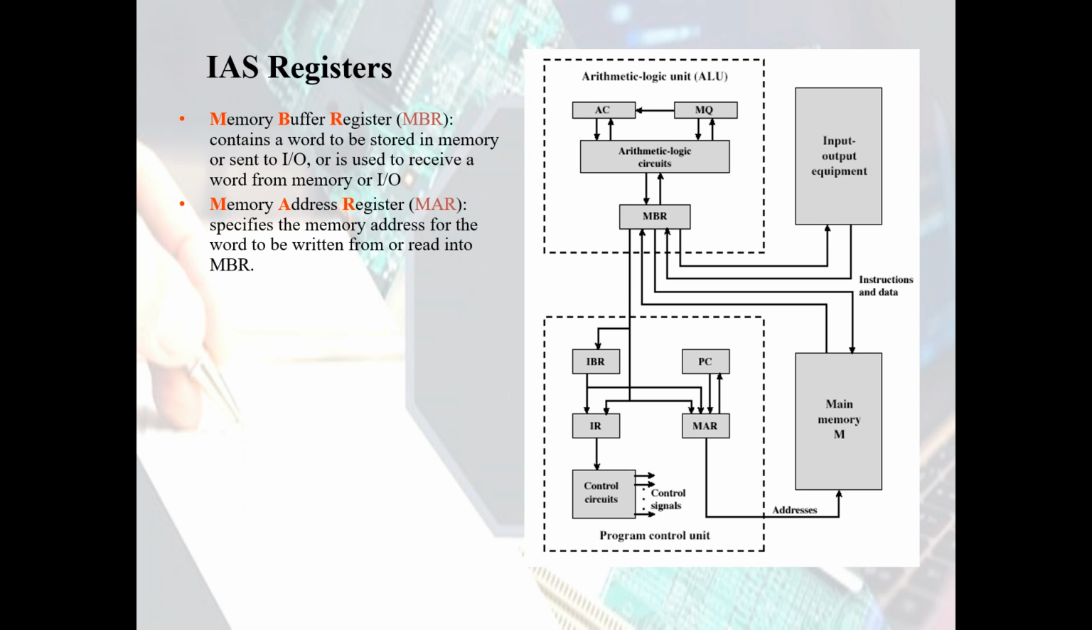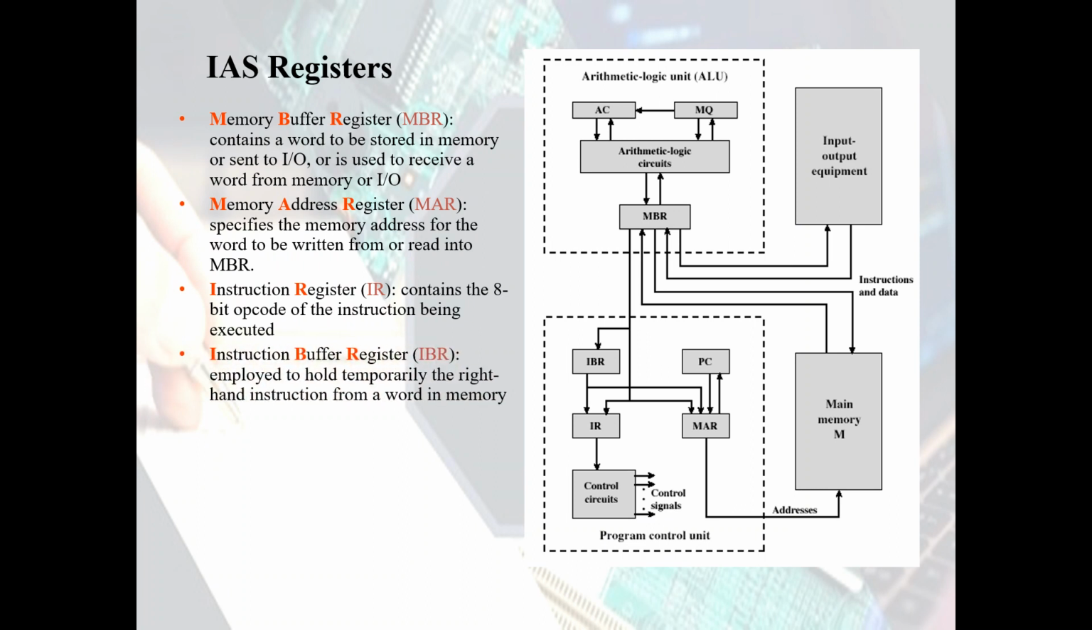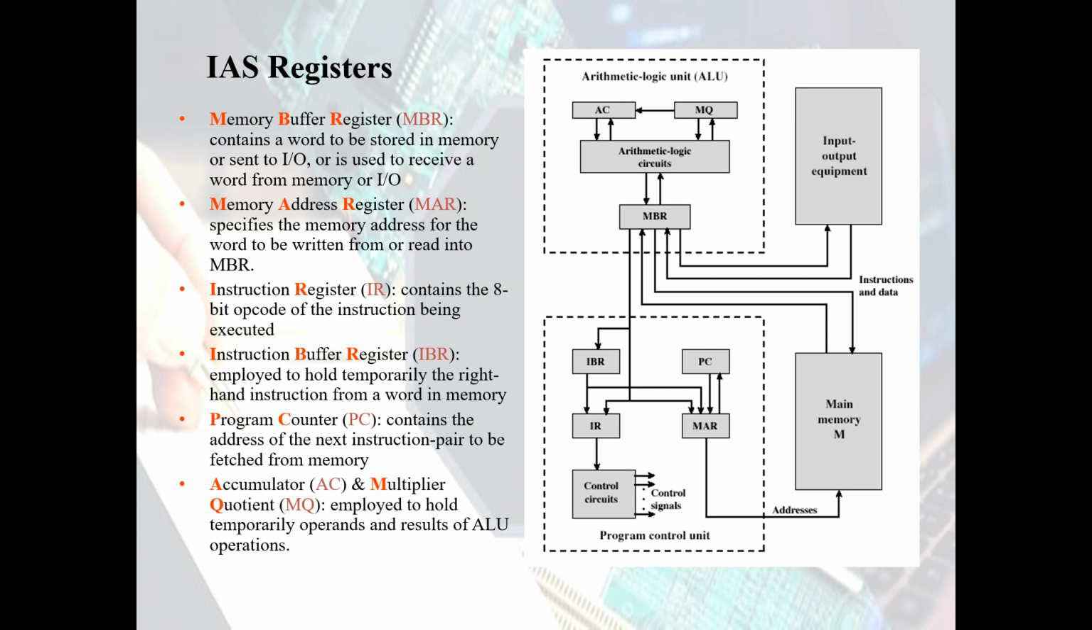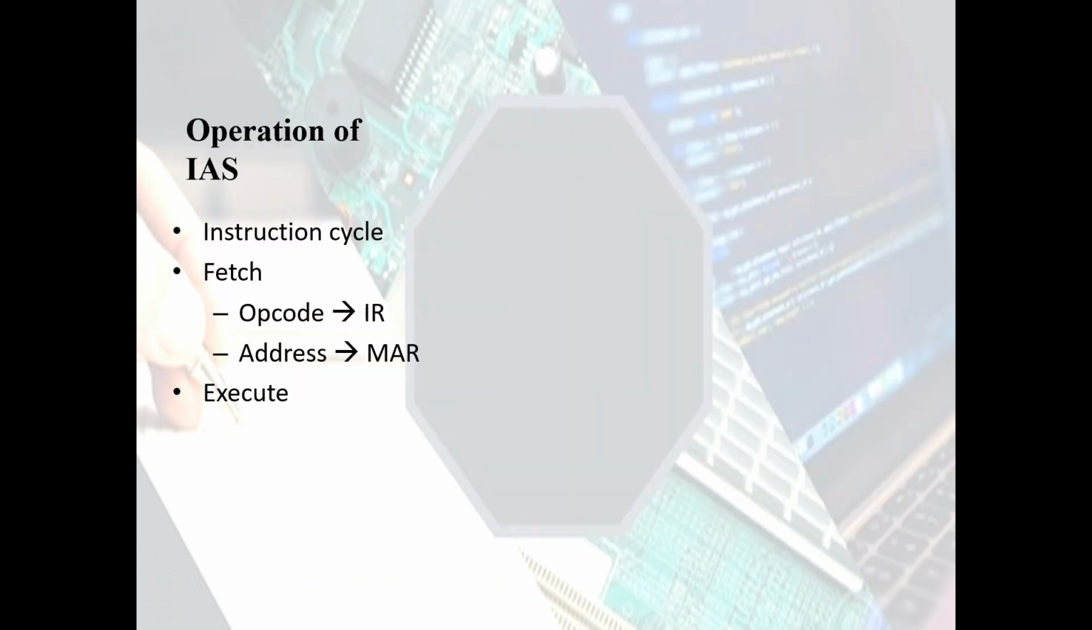So here we have the memory buffer register, the memory address register, instruction buffer register, program counter, accumulator, and multiplier quotient. Some of which were already discussed in the SUP1, SUP2, and SUP3 computers.